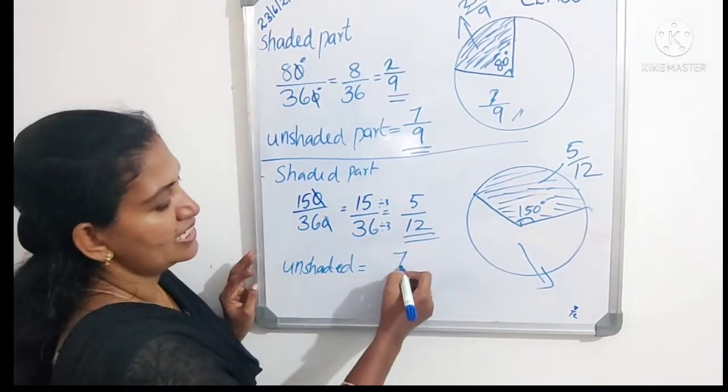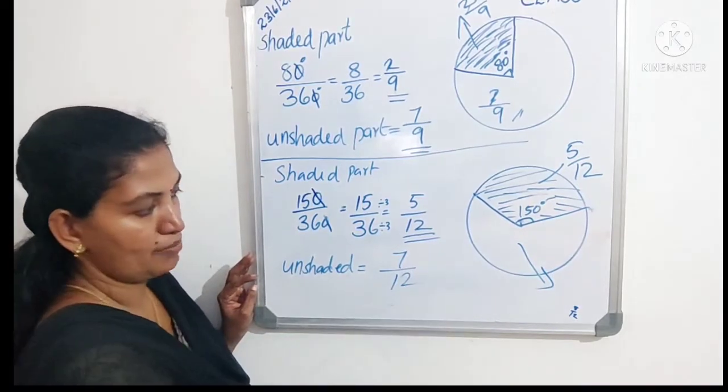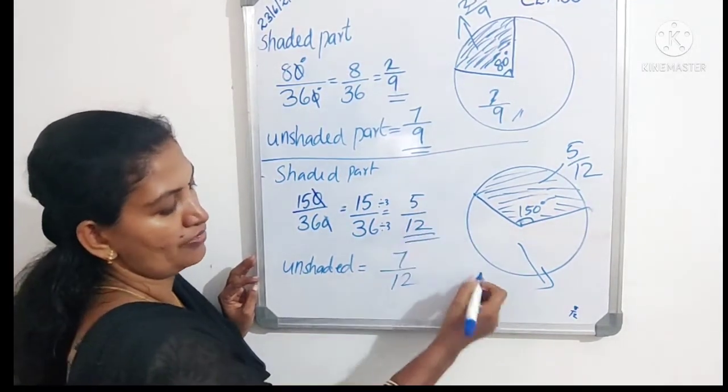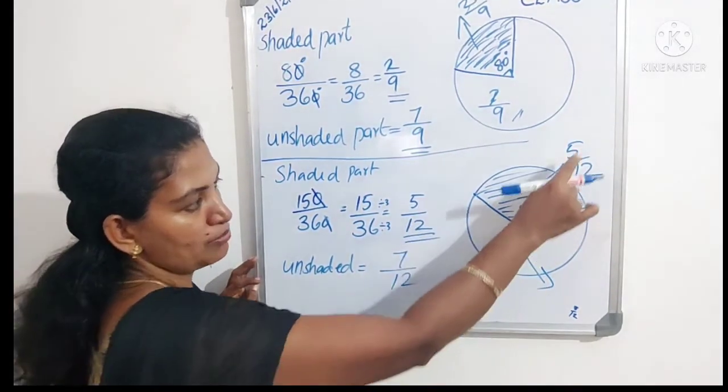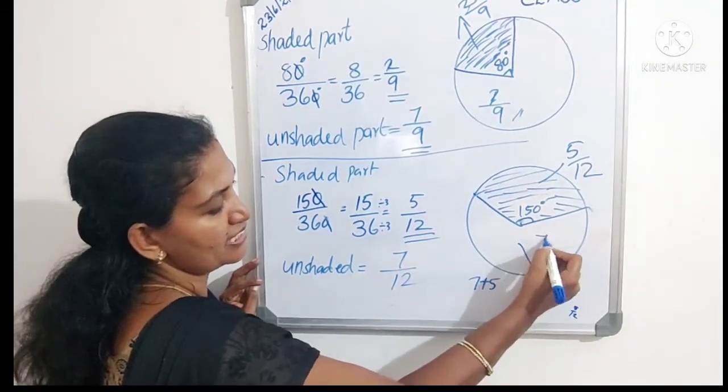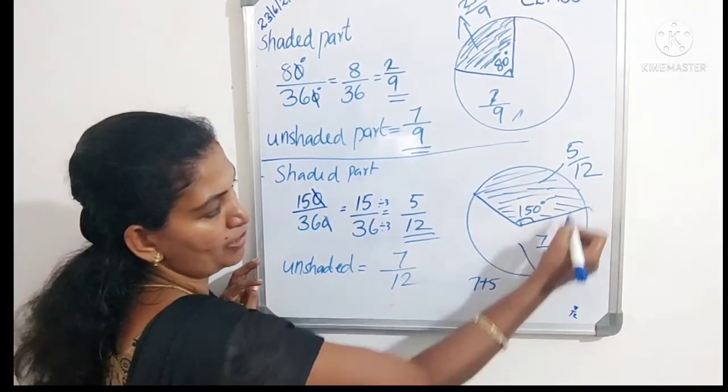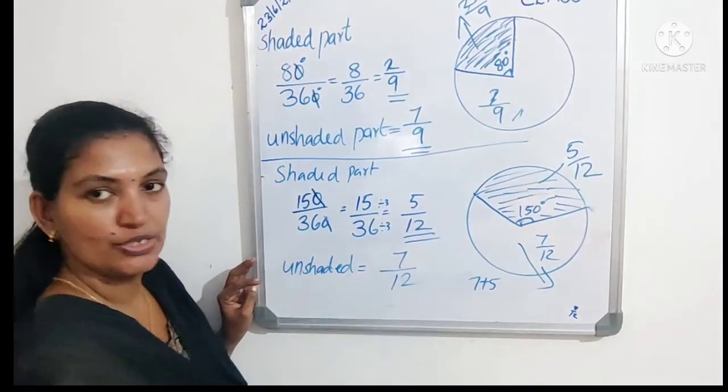Next is unshaded part. See, we know that 7 by 12 is the unshaded part, because we know that 7 plus 5 gives 12. So this region is 7 by 12. So 7 by 12 and 5 by 12.